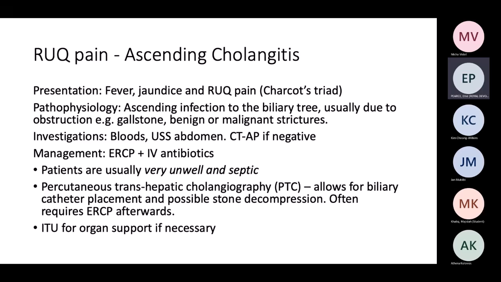Investigations, again, bloods, an ultrasound abdomen, or a CT if that's not conclusive. The management is usually ERCP, so doing an endoscopy and then using a very small tool to go up through the sphincter, up the biliary tree, and fish out the stone. We also want to give the person IV antibiotics. Again, there is a percutaneous option if the person's too sick to undergo an endoscopy, but it often requires ERCP afterwards for long-term definitive management.